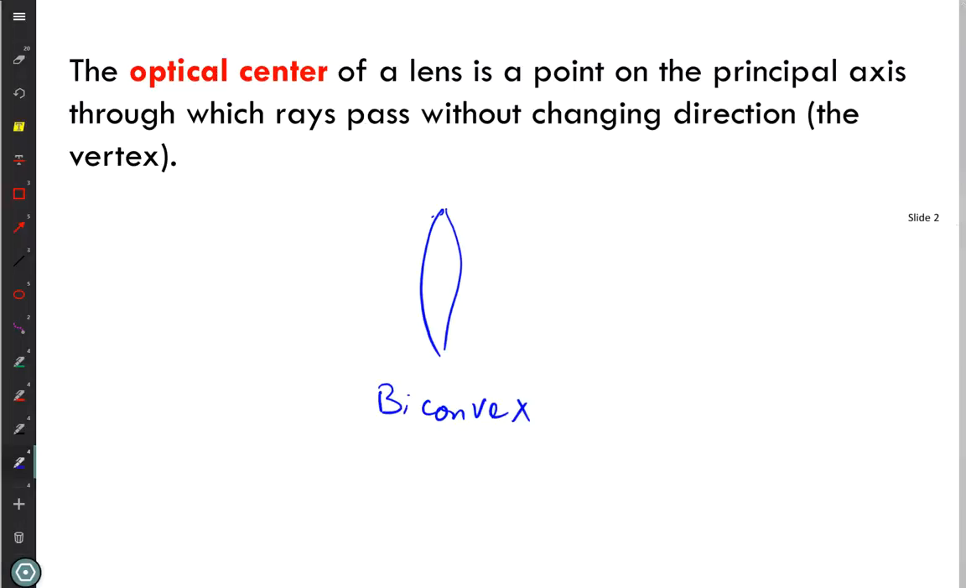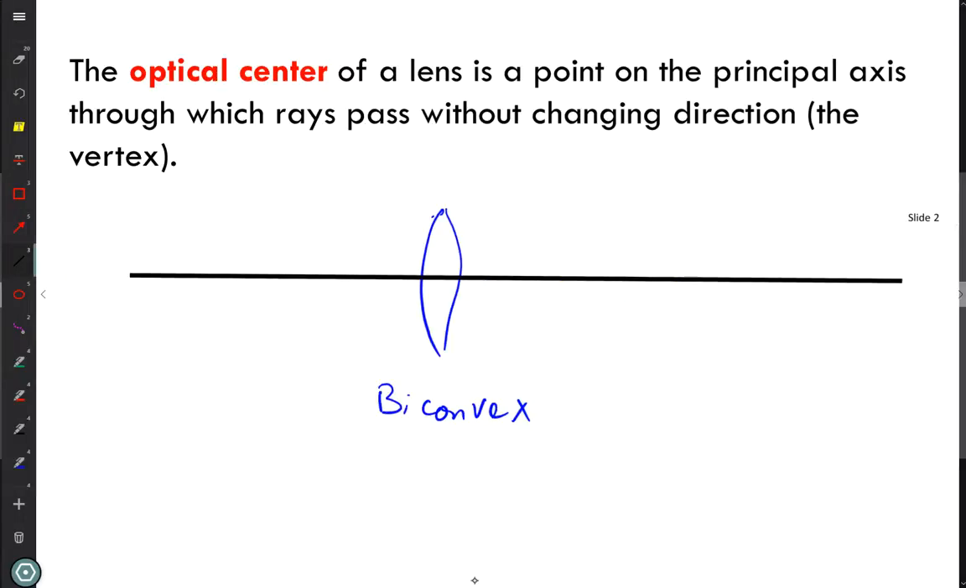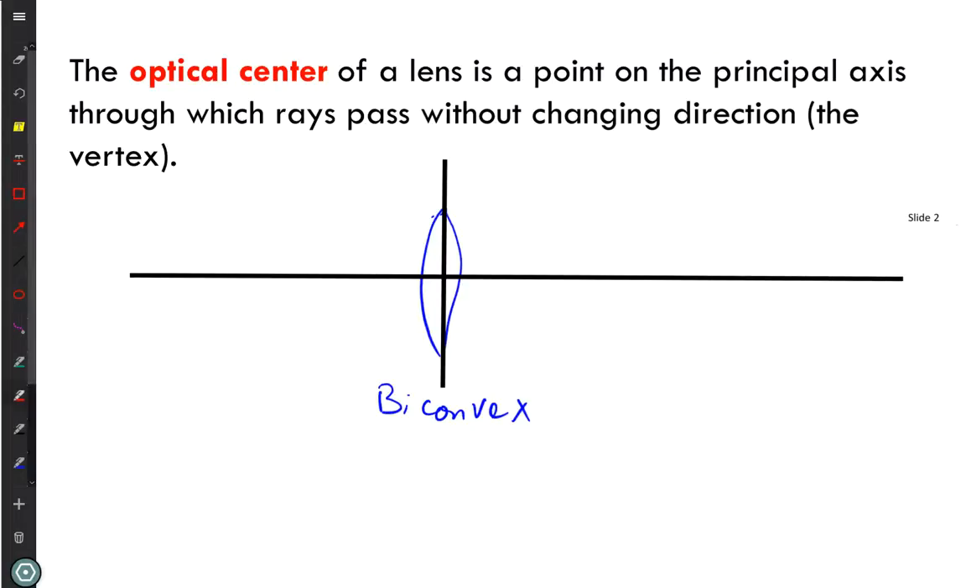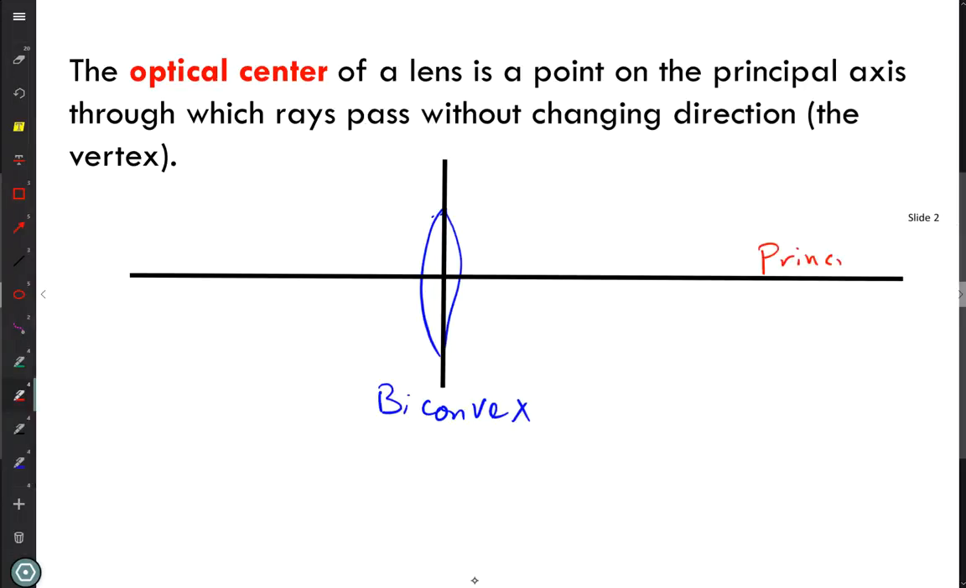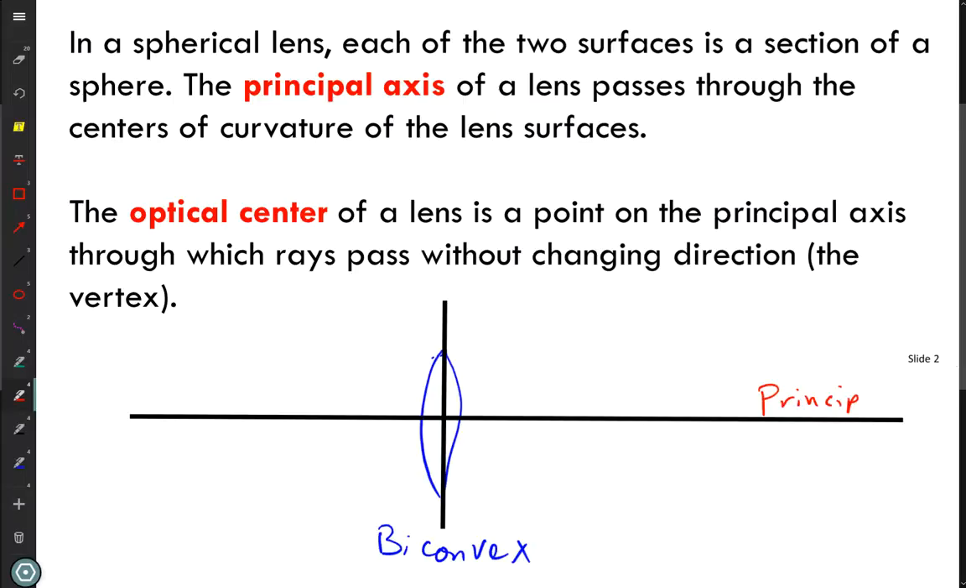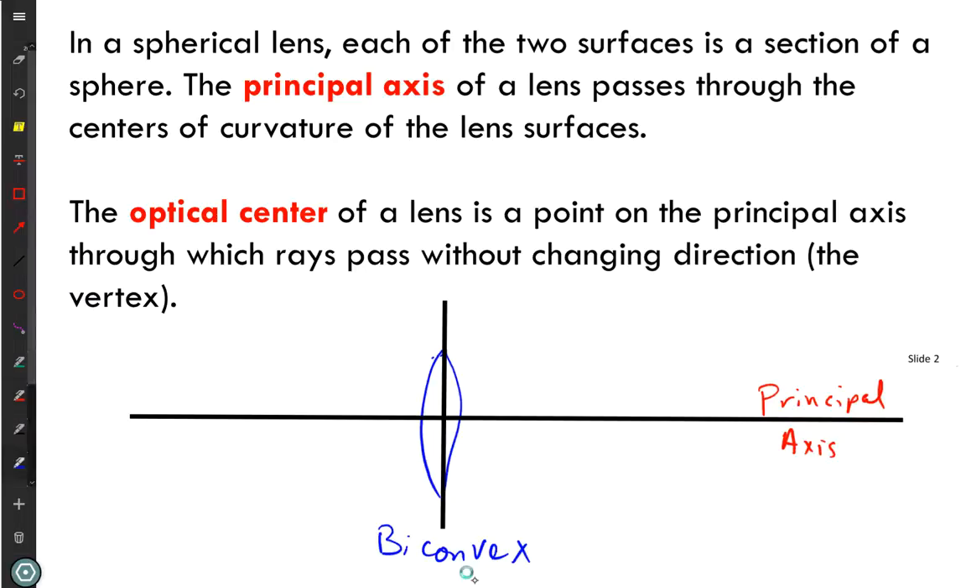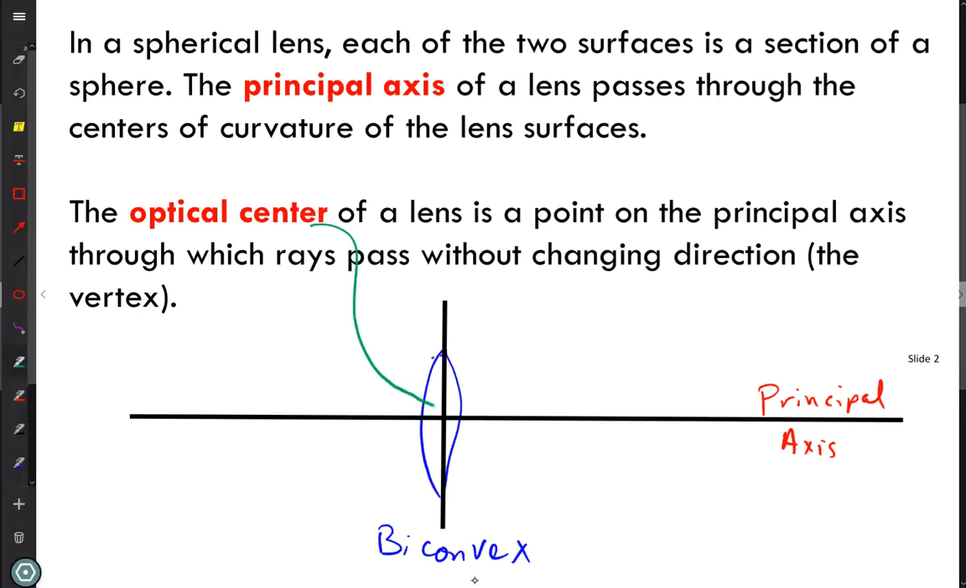Where's its optical center? Well, if we draw the principal axis, it goes right through the center and perpendicular to the axis connecting the edges. So, whoops, get that out of there. This here is what we call the principal axis. And yes, it's our buddy, the principal. Not a principle that we follow in our daily lives. And the optical center is that point right there, where the principal axis goes through the center of the lens.